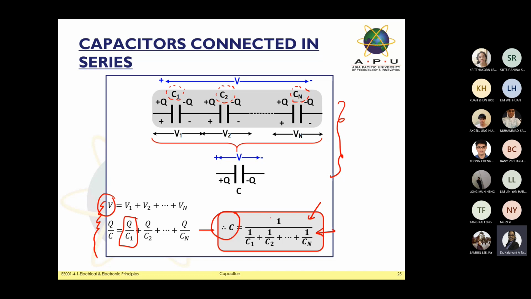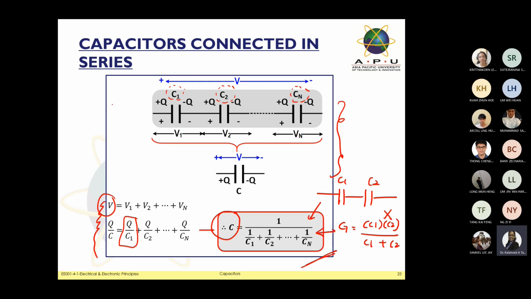For example, if we only have two capacitances, C1 and C2, when I ask you to calculate the total capacitance, you can also come out with this equation: C1 times C2 divided by C1 plus C2. It's the same concept. But if you're not familiar or not sure with this equation, go on with these calculations.